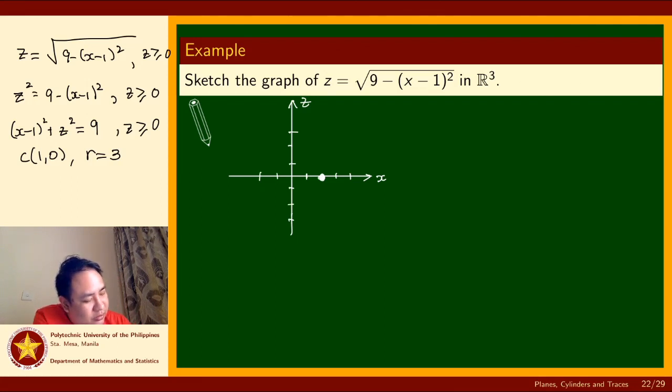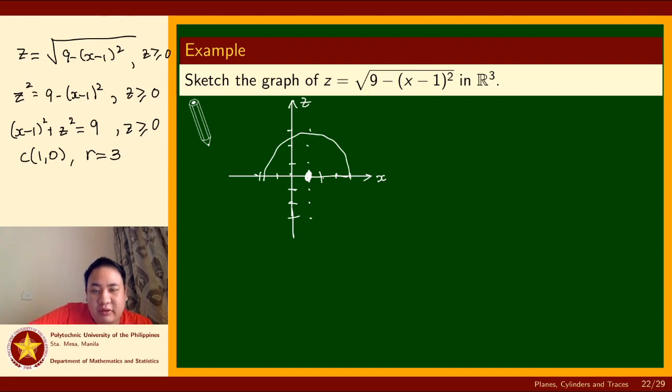Sorry, I made a mistake. (1, 0) is not there. Wait. (1, 0) is here, and the radius is 3. You just count 3: 1, 2, 3. So the upper semicircle should be this one. Okay?